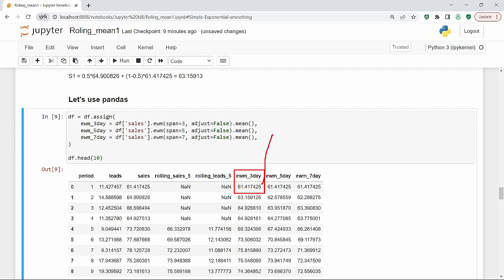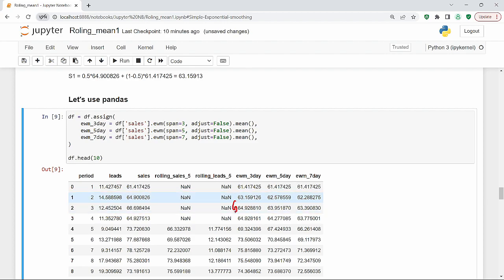This one is S sub 0, so it's going to be identical. Check here. But this 63 is a combination of S sub 0 multiplied by 1 minus alpha, 0.5, and that's the previous value, remember, and our current value 64, the one in here, multiplied by the alpha, with a total value at the end of 63.15.